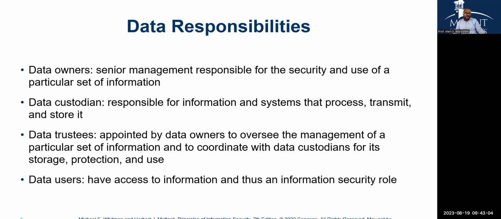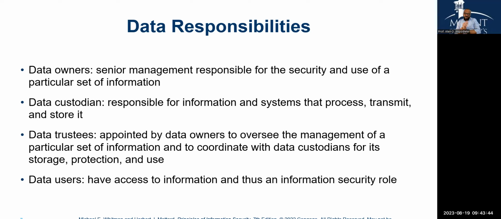All right. So you heard the word data responsibility, especially now in the advent of GDPR or the California Privacy Protection Act and other things. You need to understand these terms in here. So there are 4 terms on this screen: data owners, data custodians, data trustees, and data users. The senior management that is responsible for the security and use of a particular set of information is the owner of it. And then the custodian is the one responsible for the information and system that process, transmit, and store them. Even if some overlap or some are merged, you still need to know these technical definitions.